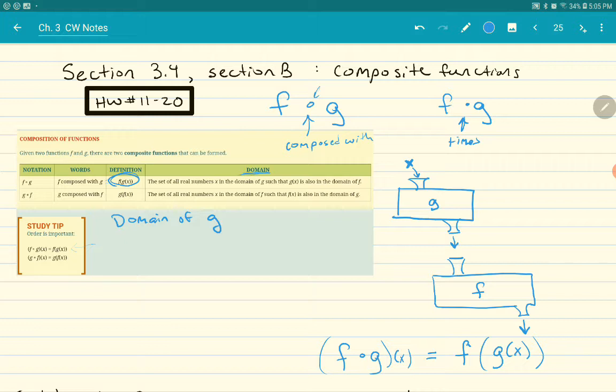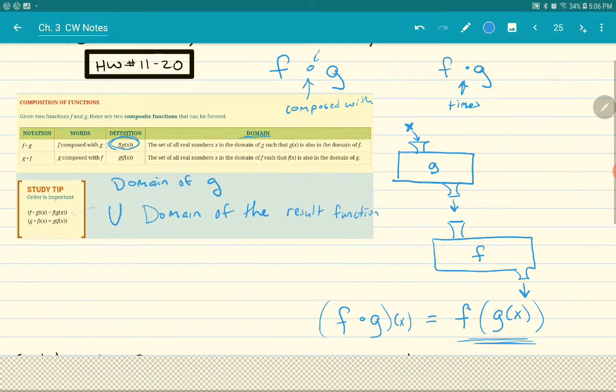So to figure out the domain of the final function, I look at the domain of g to make sure I can put x in there in the first place, and I'm going to intersect that with the domain of this function after it's been composed, the result function. I want to say the composition, but that's what we're finding the domain of, so kind of a play on words here. So let's look at what that looks like in an example.